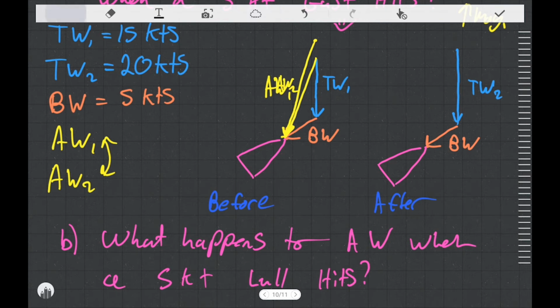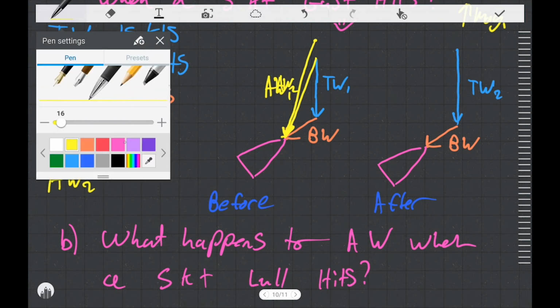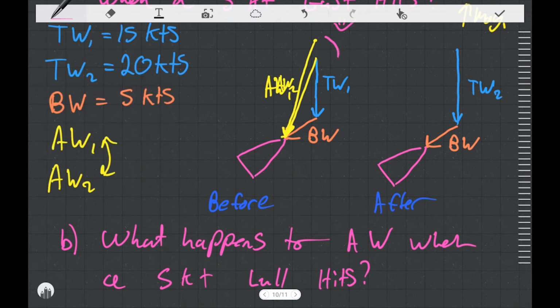So here we can see that the difference in the arrows is a rotation in the aft direction. And like we said in our first example, a rotation in the aft or backwards direction is the same as a lift. And that's why when a gust hits, you can head up.